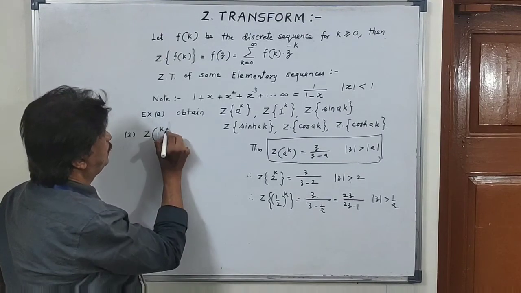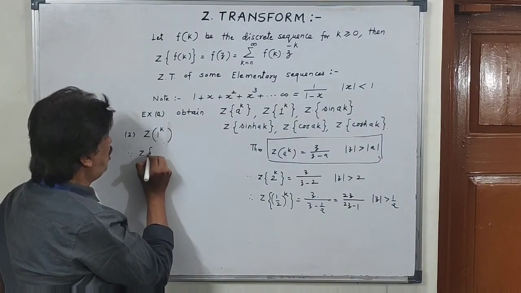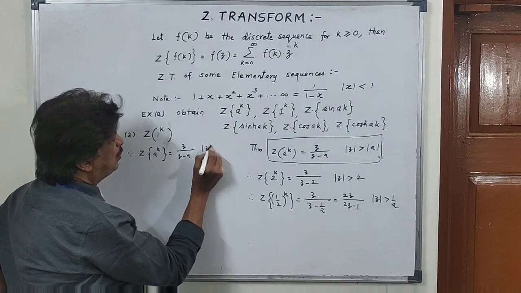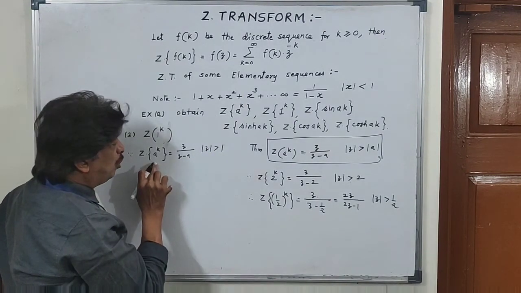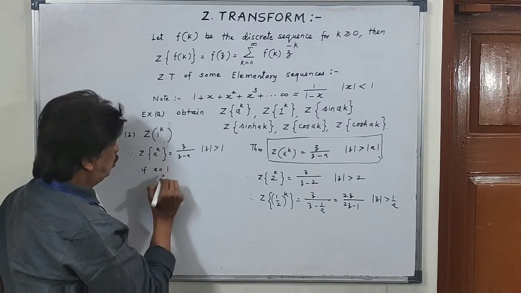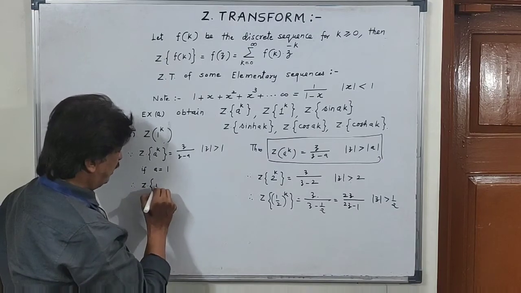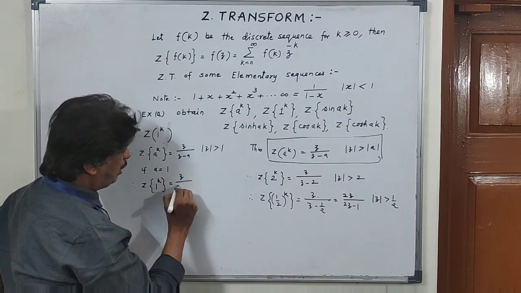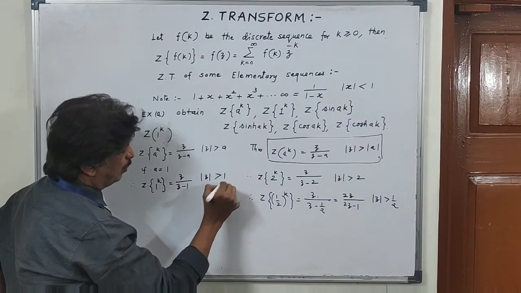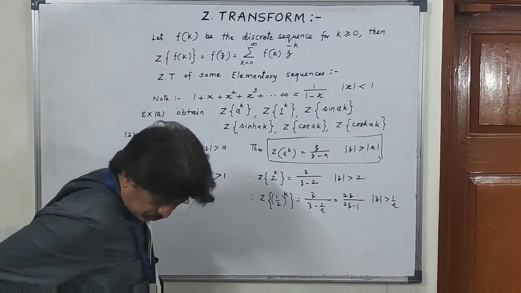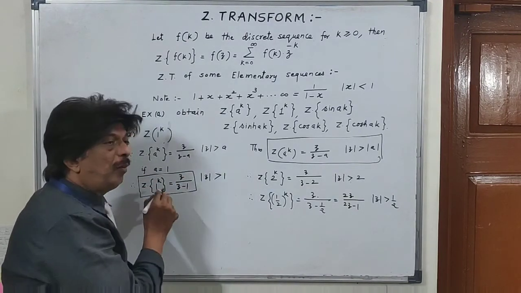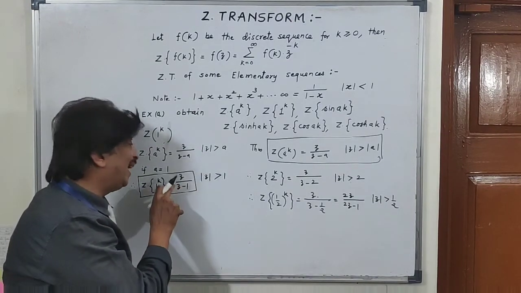Since the Z transform of a raised to power k is equal to z upon z minus a, for mod of z greater than 1. From this formula, if I put a equal to 1, the Z transform of 1 raised to power k is equal to z upon z minus 1, mod of z greater than 1. So, again note this second formula.